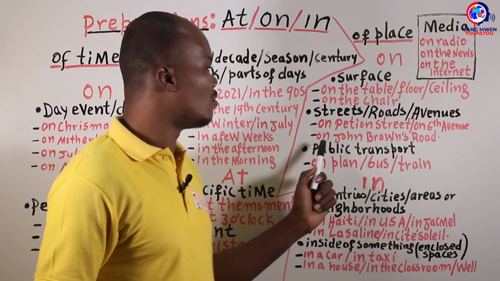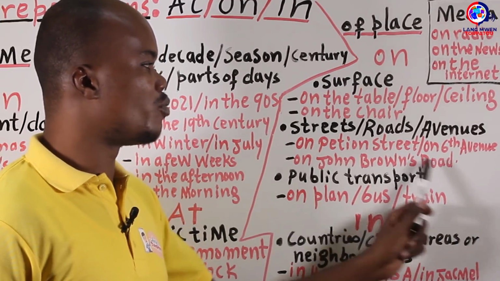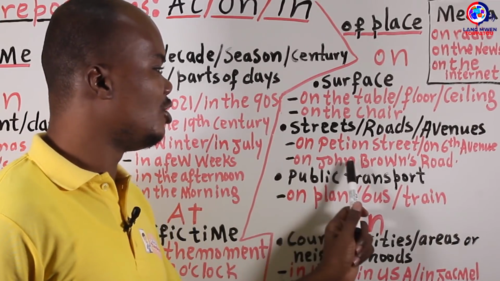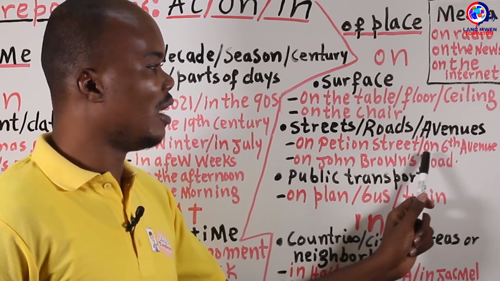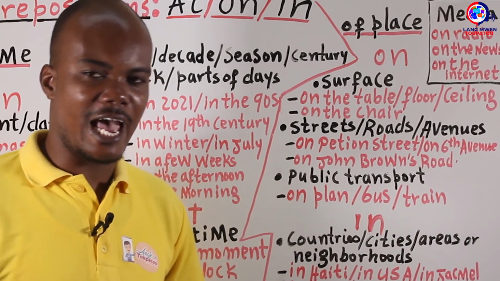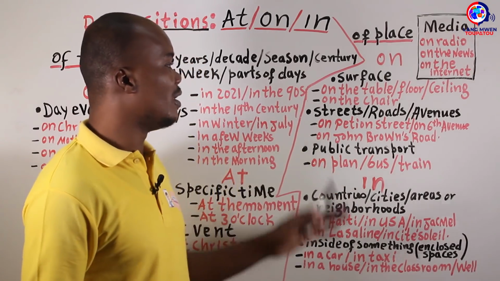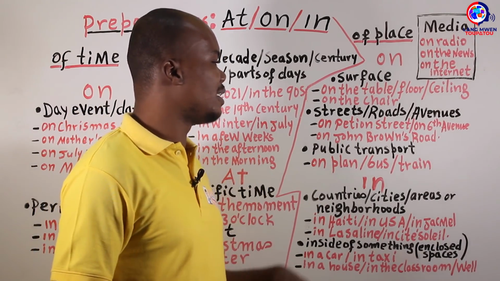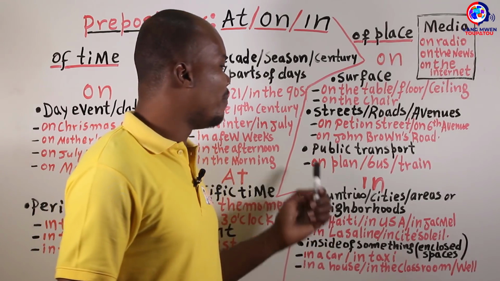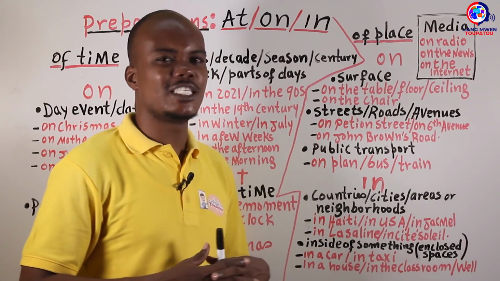For talking about road, you can say on John Brown's Road. On John Brown's Road. Or you can say for avenue, on 6th Avenue or 7th Avenue. Ou capable utiliser préposition on devant oui. And next, with preposition on, you can use preposition on for public transport. Ou capable utiliser préposition on lorsqu'on parle de transport public.